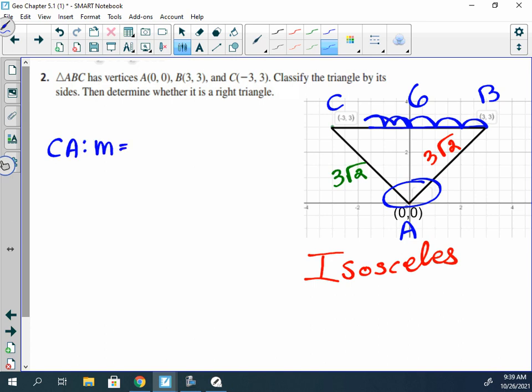CA first. M is equal to y2 minus y1. What are our y values? Almost, because 3 and 0. 3 minus 0. -3 is the x. Well, 3 minus 0 is -3 minus 0 is -3. Yes? 3 divided by -3 is -1.